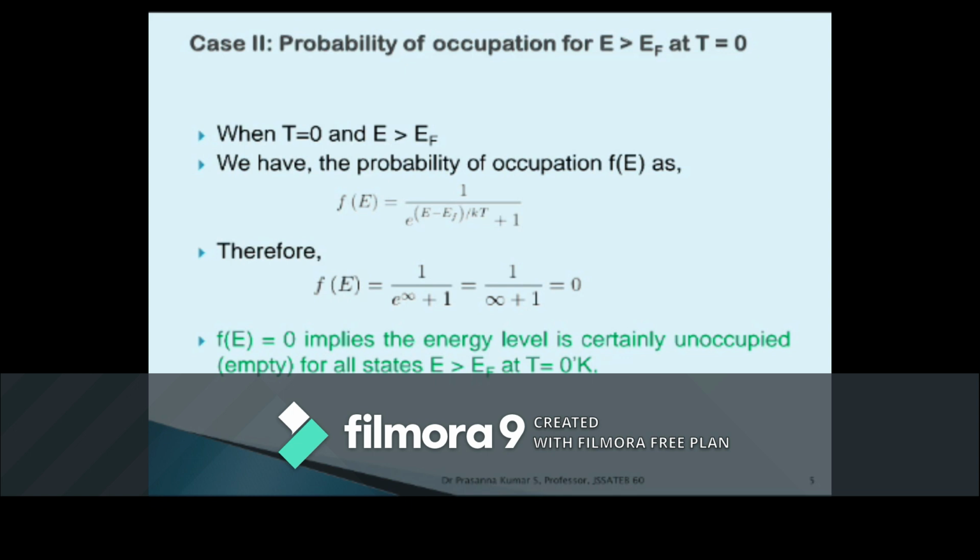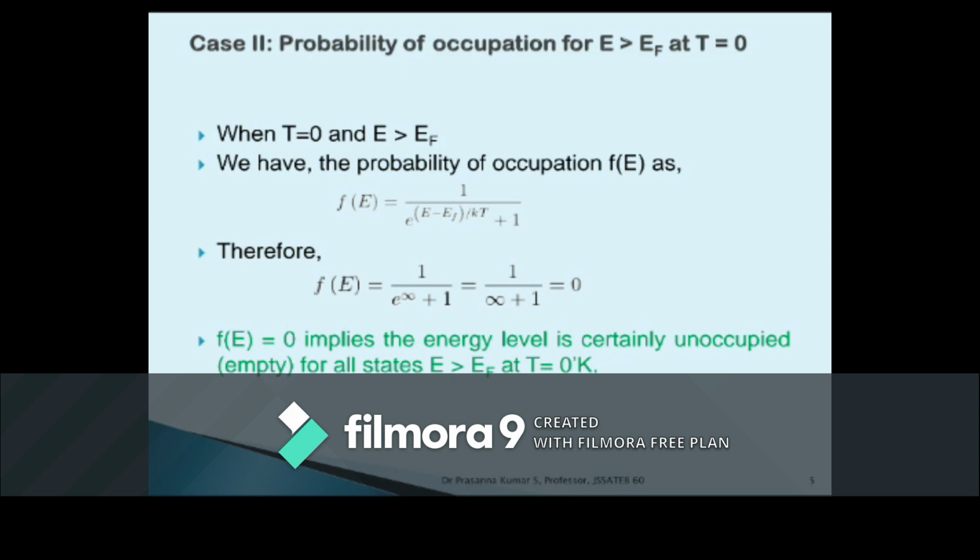The value of e to the infinity is infinity, and if you add 1 to infinity, it again becomes infinity, therefore it is 1 by infinity. So 1 divided by infinity goes to 0. Therefore, f of E becomes 0. Theoretically, it means the occupation is 0, which means there are no electrons or particles occupying, at T equal to 0, any energy values greater than EF.